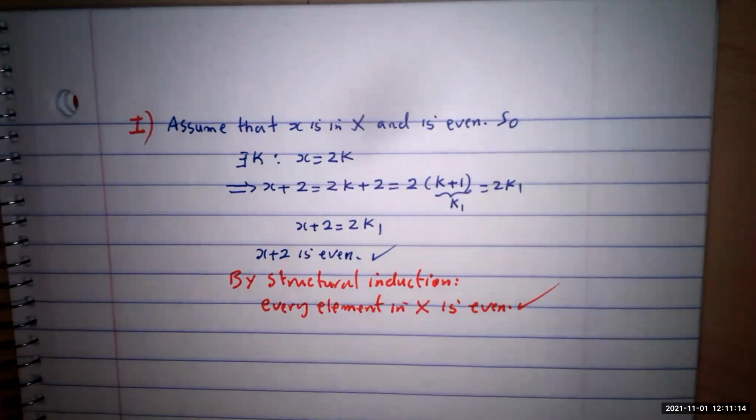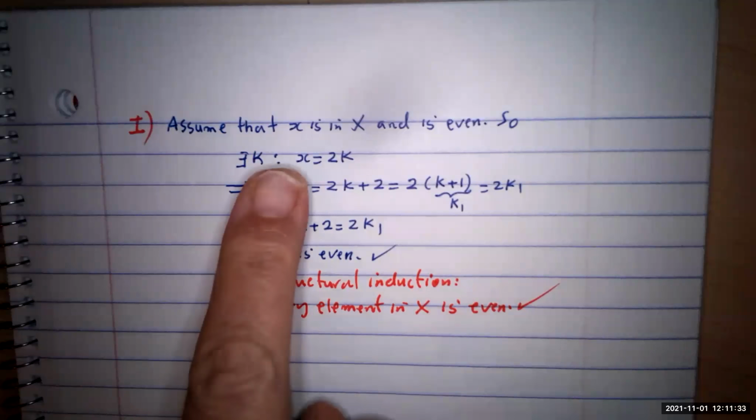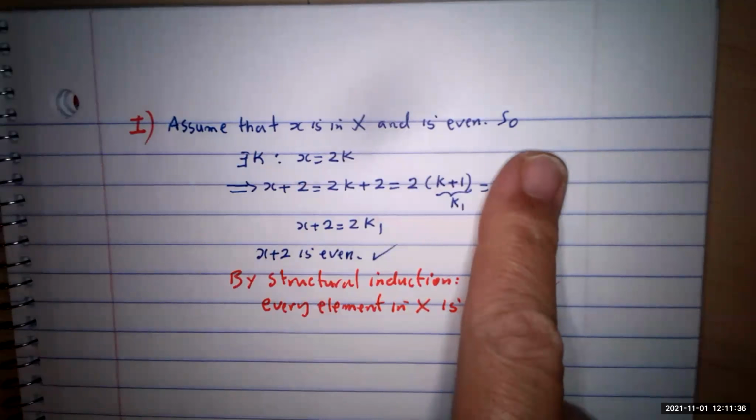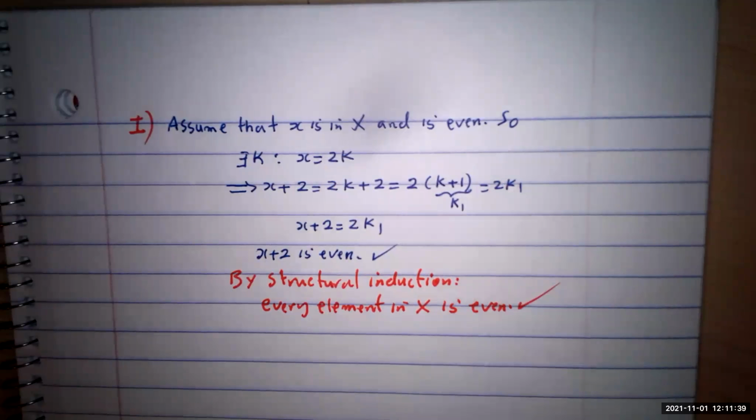Some of you made a mistake when you wrote this one. What they do is they start with x plus 2, which is wrong. They assume that x plus 2 is even, then they want to prove x is an even number. No. Remember, start with the parent, you get the child. So you must assume x is in X and is an even number, then you prove x plus 2, which is the child, not starting with the child and getting to the parent. Otherwise it's going to be a serious problem. That is 5.9.